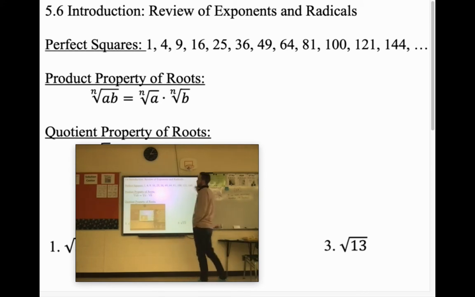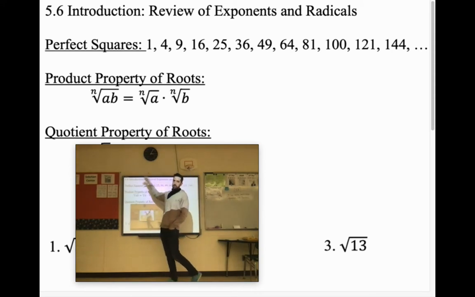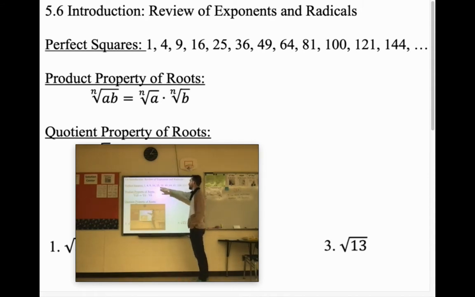So, perfect squares are what we're looking for. These are the super important numbers. 1 is 1 times 1. 4 is 2 times 2. 9 is 3 times 3. So these are all perfect squares, things you can square root, and it comes out to a nice whole number.